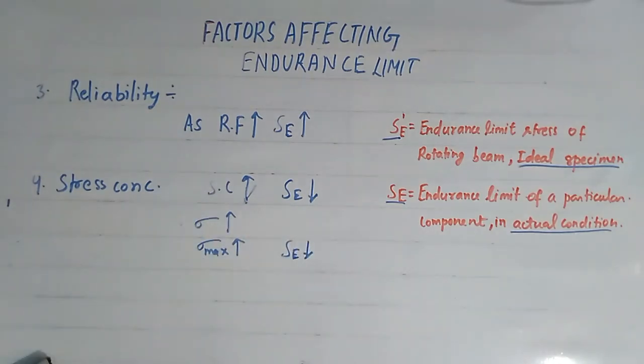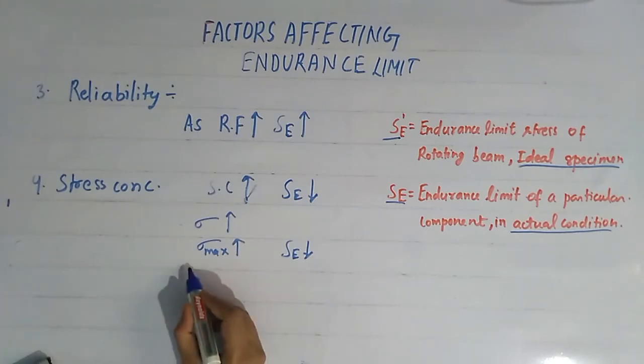So these were the factors that contribute toward the change in the endurance limit from the limit that is obtained in the ideal specimen during the rotating beam specimen test. So this was all for the topic.